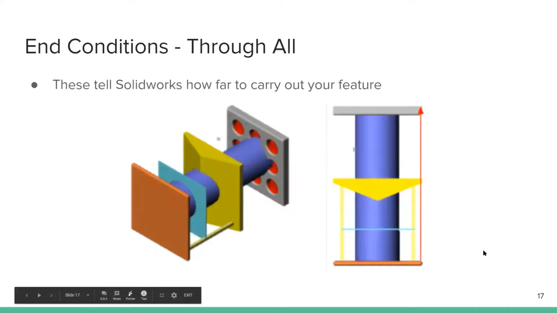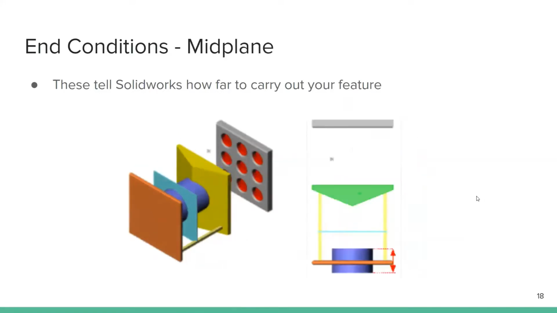Then you can just tell SolidWorks, okay, extrude cut all the way through anything and everything in the projected direction. So it won't stop at a plane or a feature. It'll just keep on going until it's cut through everything.